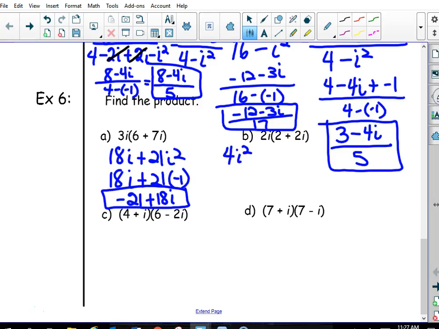Next, 4i, not squared, 4i plus 4i squared. So that i squared is going to go to -1. That'll give me a -4, -4 plus 4i.